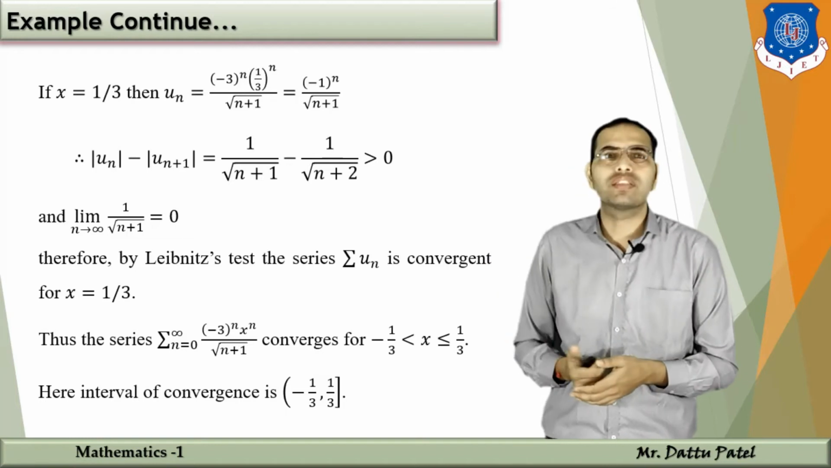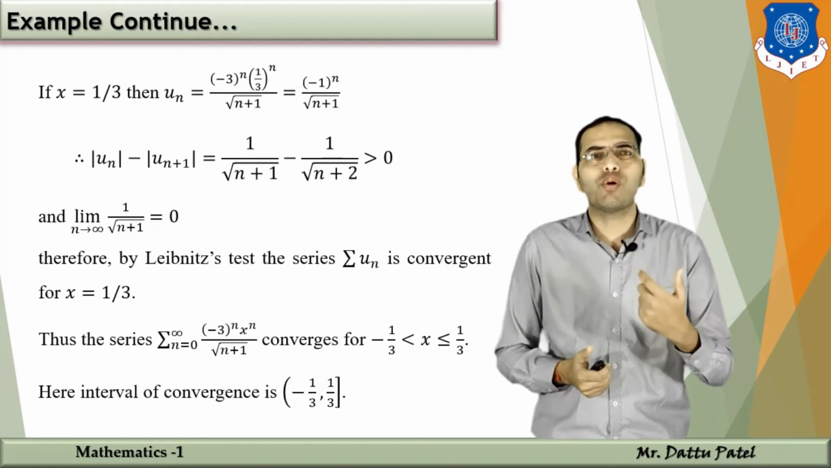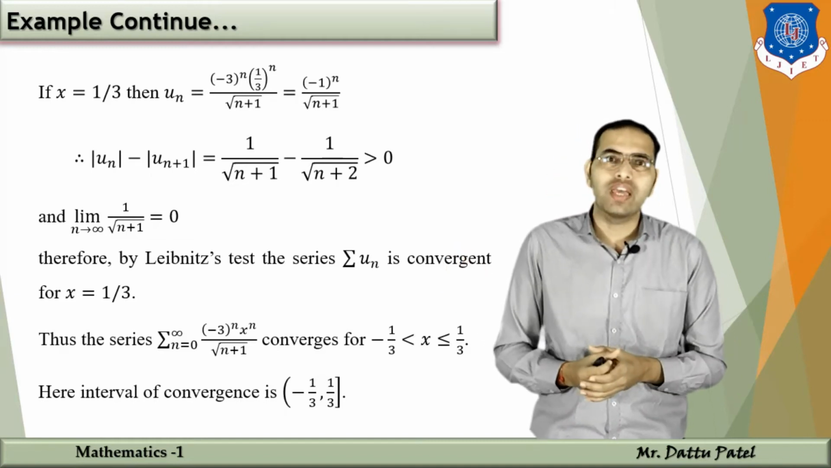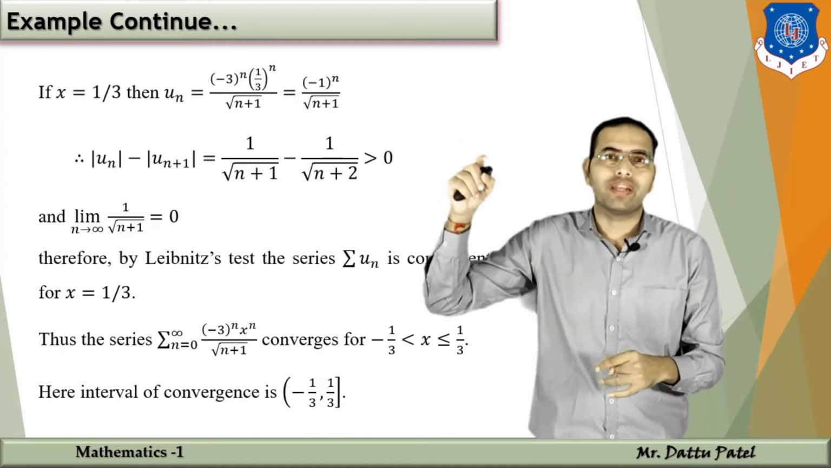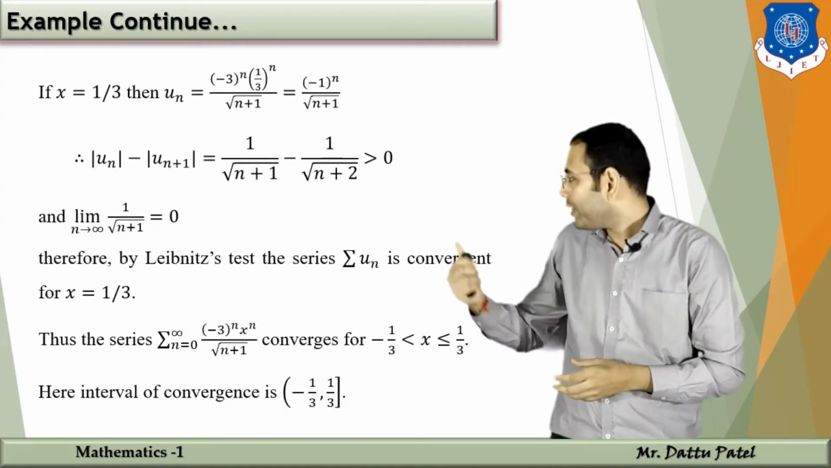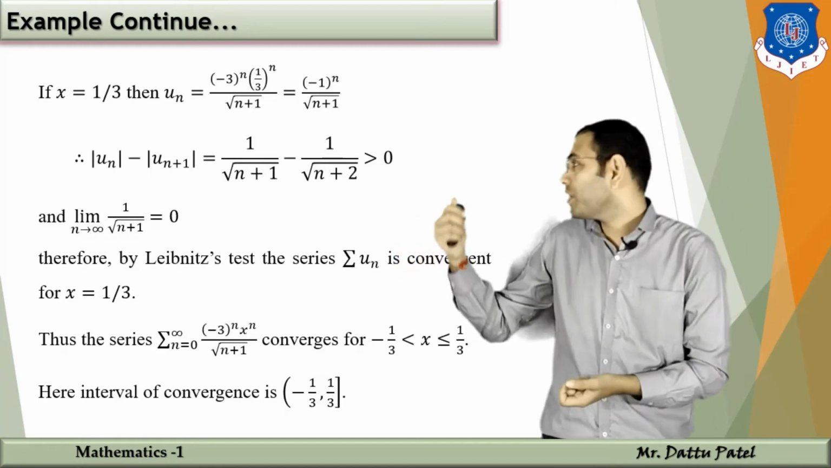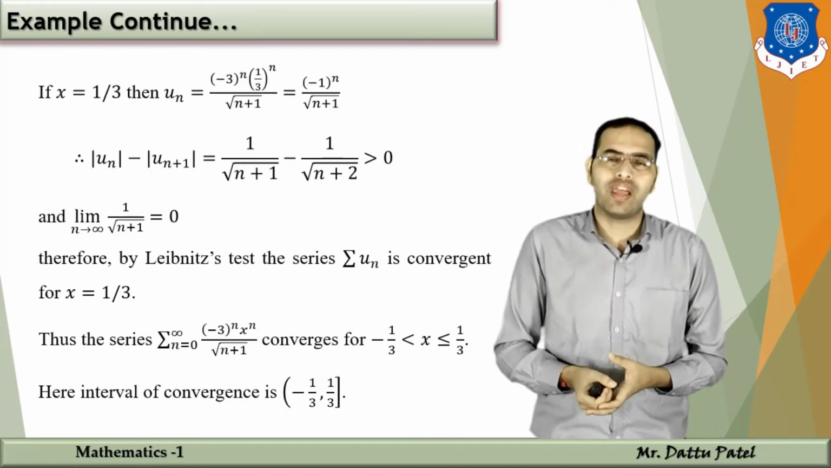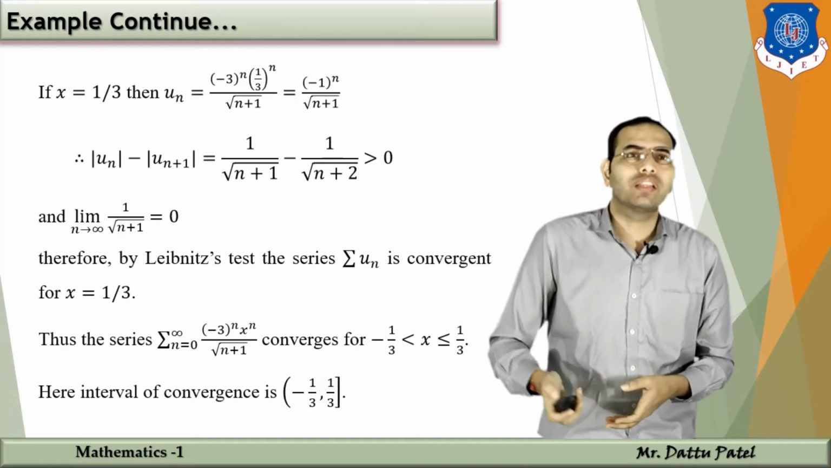Now, a summary of the example. The given series, summation n equal to 0 to infinity of (-3)^n x^n upon square root of n plus 1, is convergent for minus 1 by 3 less than x less than or equal to 1 by 3. That means at the point minus 1 by 3 the given series is divergent, at the point 1 by 3 the given series is convergent. Then the interval of convergence we can write as open bracket minus 1 by 3 to close bracket 1 by 3.